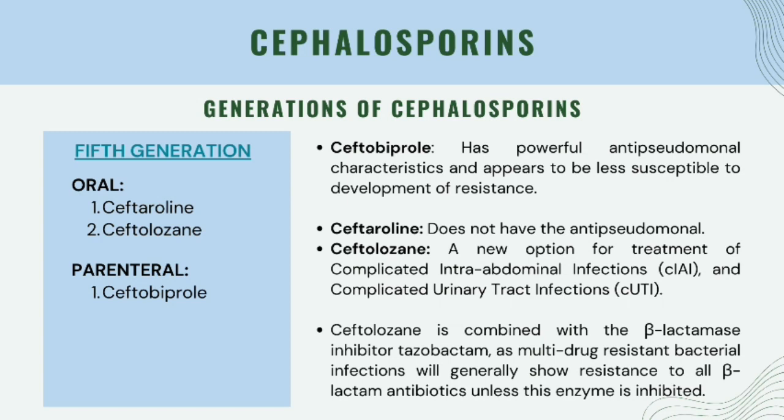Ceftobiprole has powerful anti-pseudomonal characteristics and appears to be less susceptible to development of resistance. Ceftaroline has also been described as a fifth-generation cephalosporin but does not have anti-pseudomonal activity. Ceftolozane is a new option for treatment of complicated intra-abdominal infections and complicated urinary tract infections. Ceftolozane is combined with the beta-lactamase inhibitor tazobactam, as a multi-drug-resistant bacterial infection will generally show resistance to all beta-lactam antibiotics unless this enzyme is inhibited.